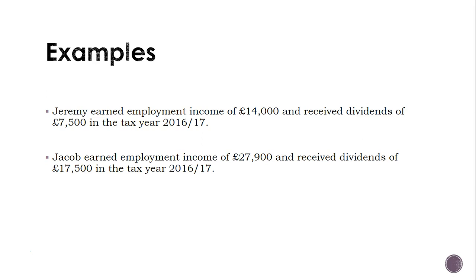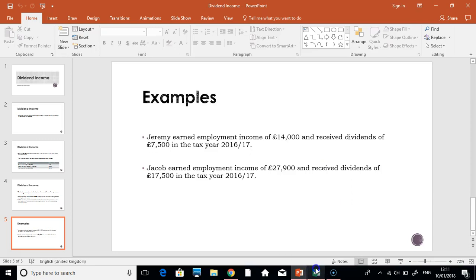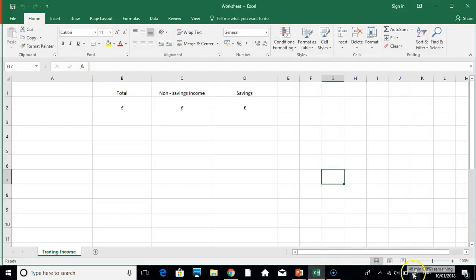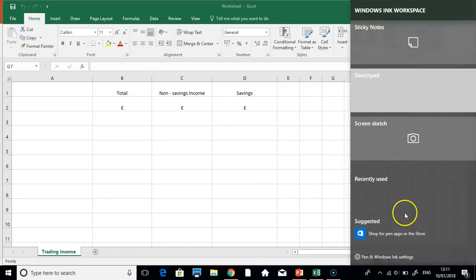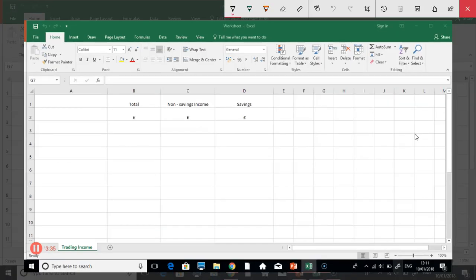So let's turn to page 81 and see what's going on here. We have Jeremy, who has employment income of 14,000 and has received dividends of 7,500. I'm just going to go back to my worksheet. If you're looking at the textbook, I've ignored the 600. We can discuss that later. I just want to focus on this idea of dividend income.